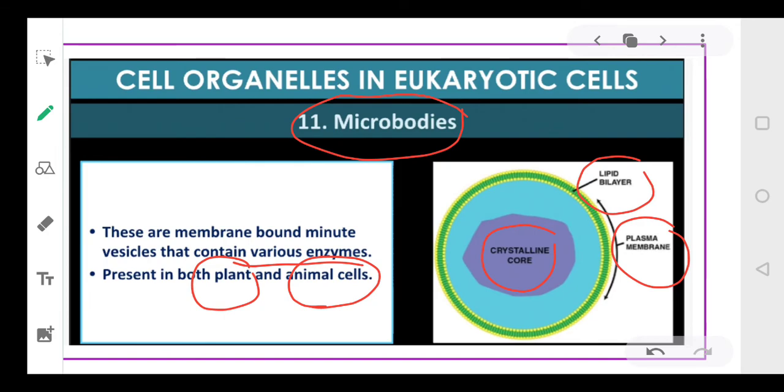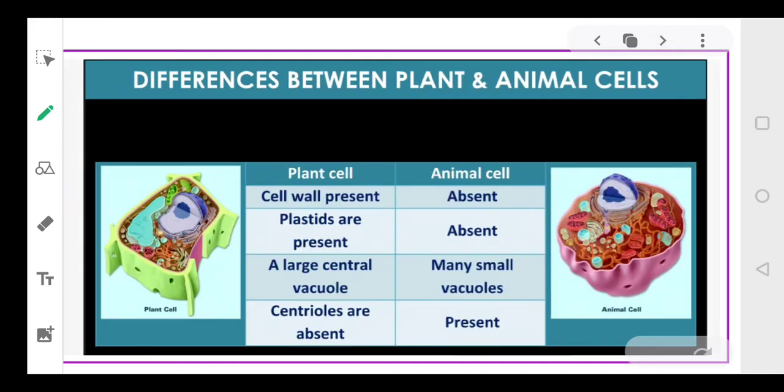Okay, so to sum up, I have to differentiate between the 2 types of cells, that is the plant cell and animal cell. So in case of plant cells, cell wall is present. In animal cell there is no cell wall. Plastids are present in plants, absent in animals. In plants there is a central vacuole. In animals the vacuoles are large in number but small in size. In plants, the centrioles are absent, but in case of animals the centrioles are present and they help in cell division.